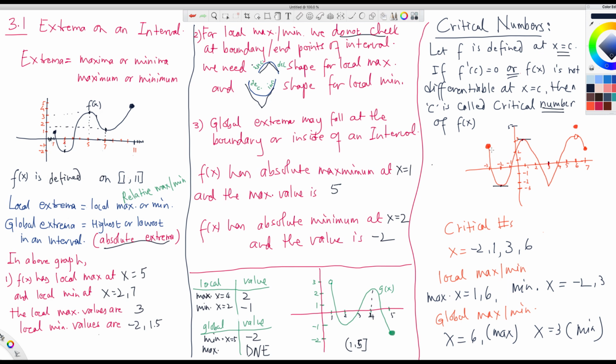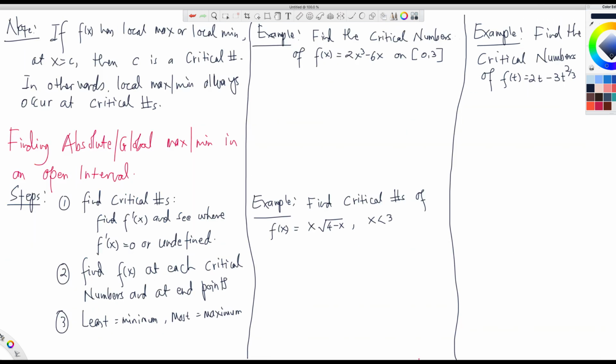Okay guys, so at 6 there is a global max and local max. At 3 there is a global min and local min as well. So let us summarize this.